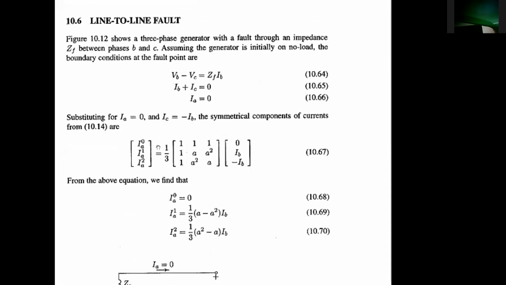That means if we just want to consider ABC and 0, 1, 2 domain, what will happen? On this side, you have the ABC information. This is IA, okay, IB and IC.